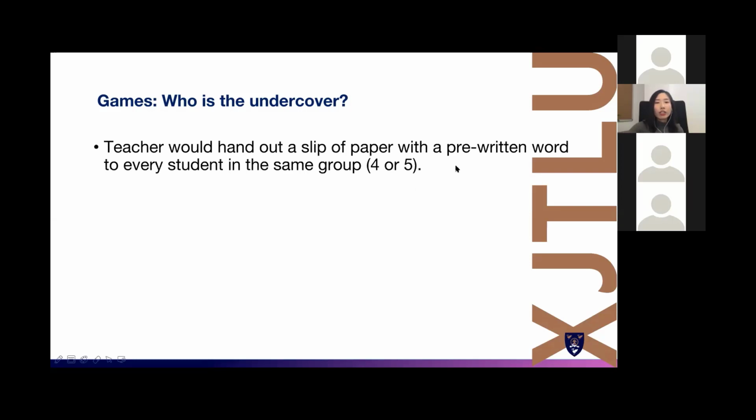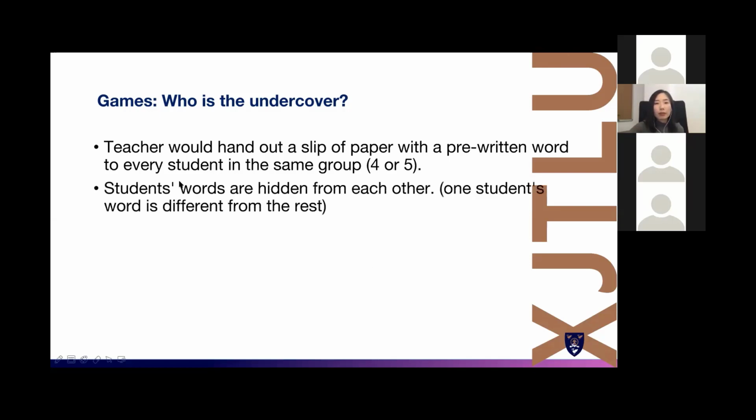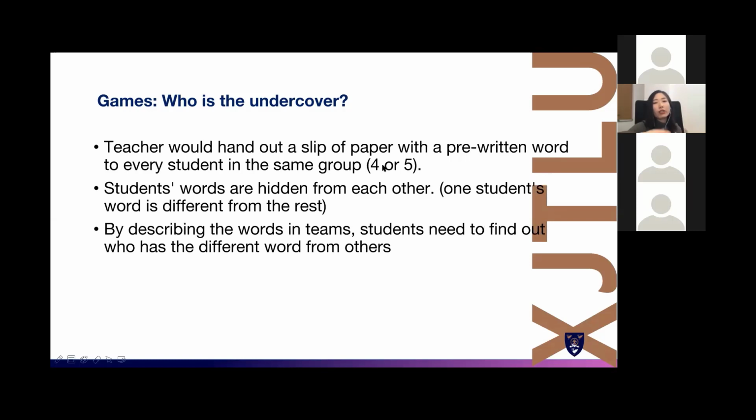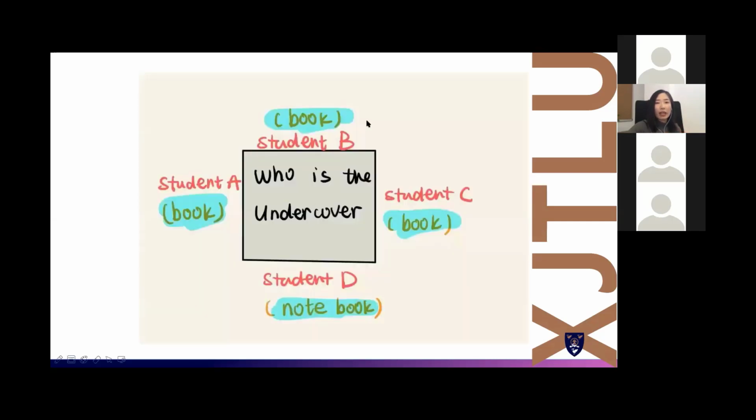Teachers will hand out a slip of paper with a pre-written word to every student in the same group, a group of 4 or 5 students together. The pre-written words are hidden from each other, and one student's word is different from the rest. Students need to describe their words in the team. By describing the words, students need to find out which student has a different word from the other students.